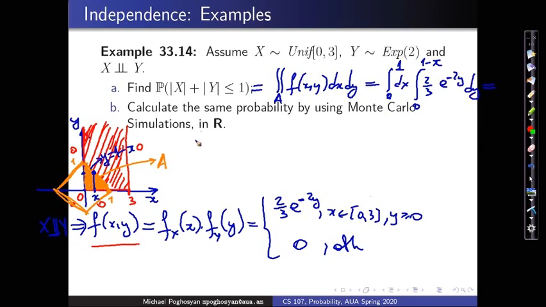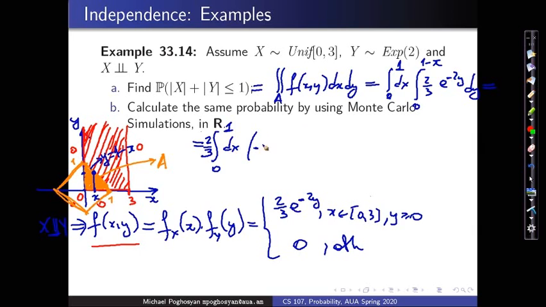So I need to calculate this probability. Let's calculate and see what is happening here. I'm keeping the outer integral. I can take that 2 over 3 out, so I write 2 over 3 dx. And now I have e to the minus 2y dy.